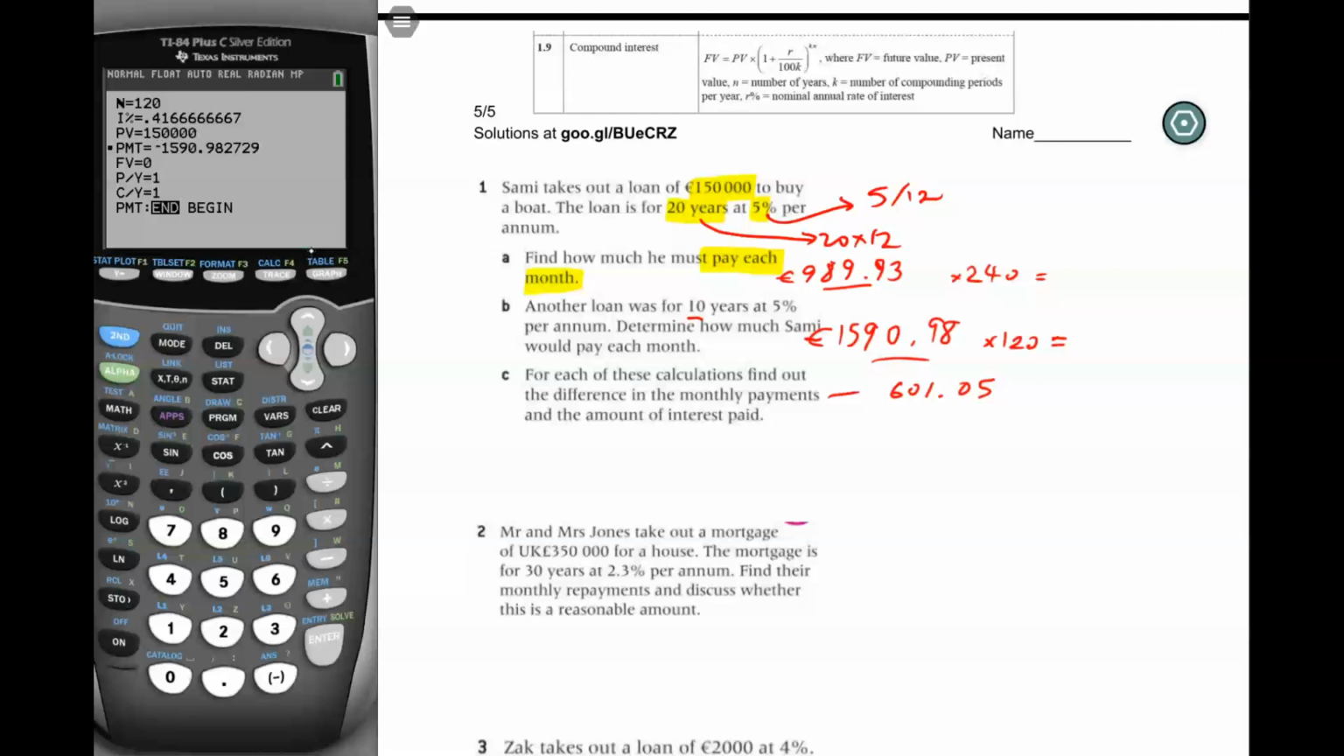$989.93 times 240 is $237,583.20. And if I subtract the amount of the loan, which was $150,000, the amount of interest paid was $87,583.20.